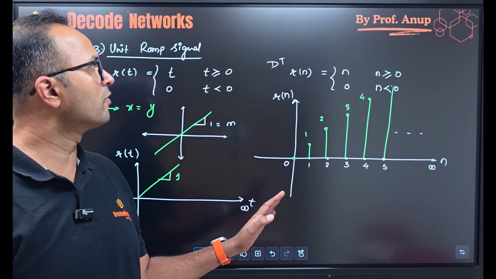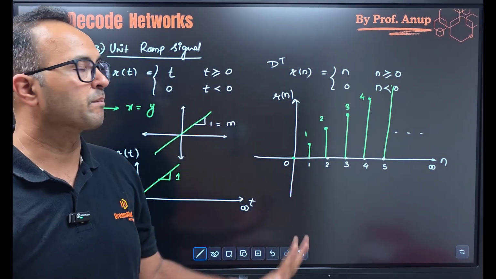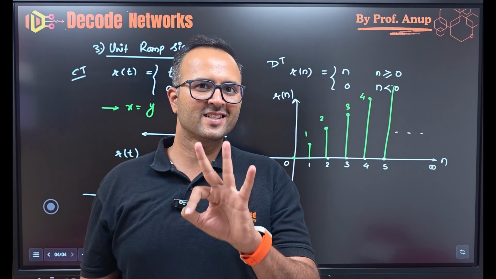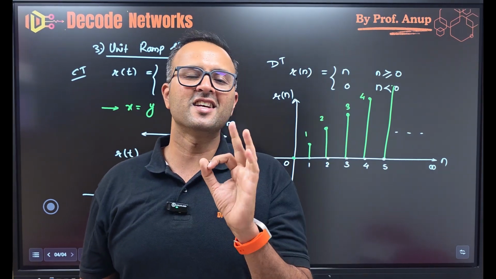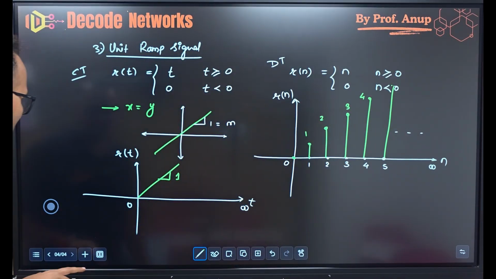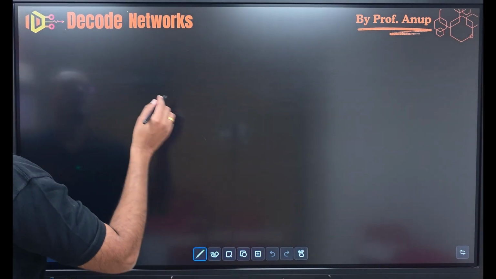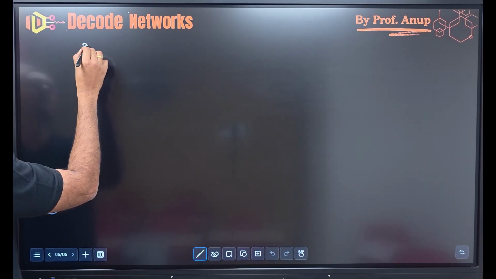So this is a signal which obviously will go till infinity. This is something said to be a DT ramp signal. Okay, hope you are clear with these three signals. Now let's understand the relationship between them. Okay, let's understand the relationship. Now first, this is topic number 2.